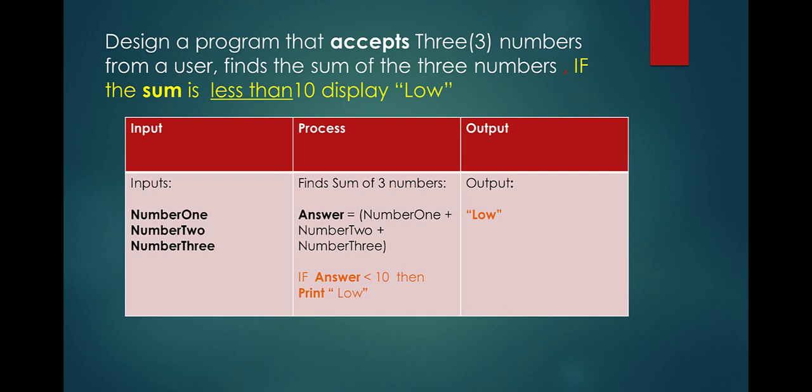So let's look at the process again closely. What was added after we find the sum of the numbers? We say if the answer, and we use the less than sign. If the answer is less than 10, then print low, and then our output would be low. All right, and that is using the selection structure, the if then construct. Now let's look at the if then else construct. So let's take it again, the if then else construct.